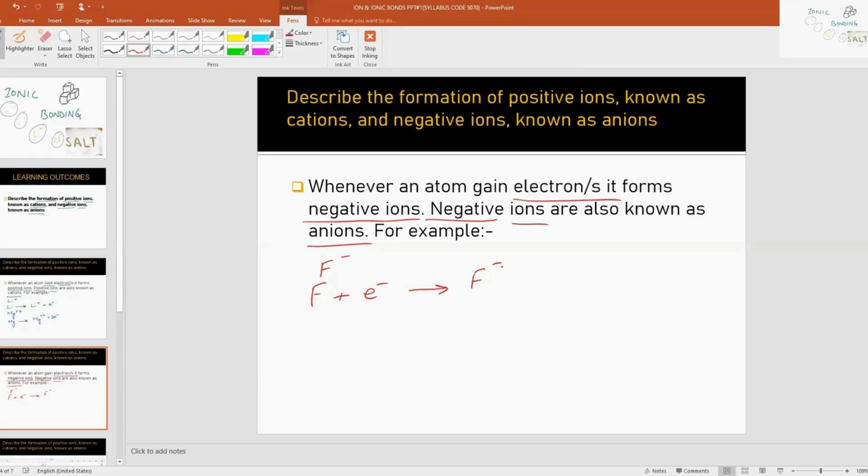Let's take one more example, that is of oxygen. Oxygen belongs to group 6. It forms a negative ion with the formula O2−. The equation will be like this: O plus e, that is electron. Now you will see the oxygen atom has gained 2 electrons. So this time I have to write 2 before the number of electrons gained by an atom.